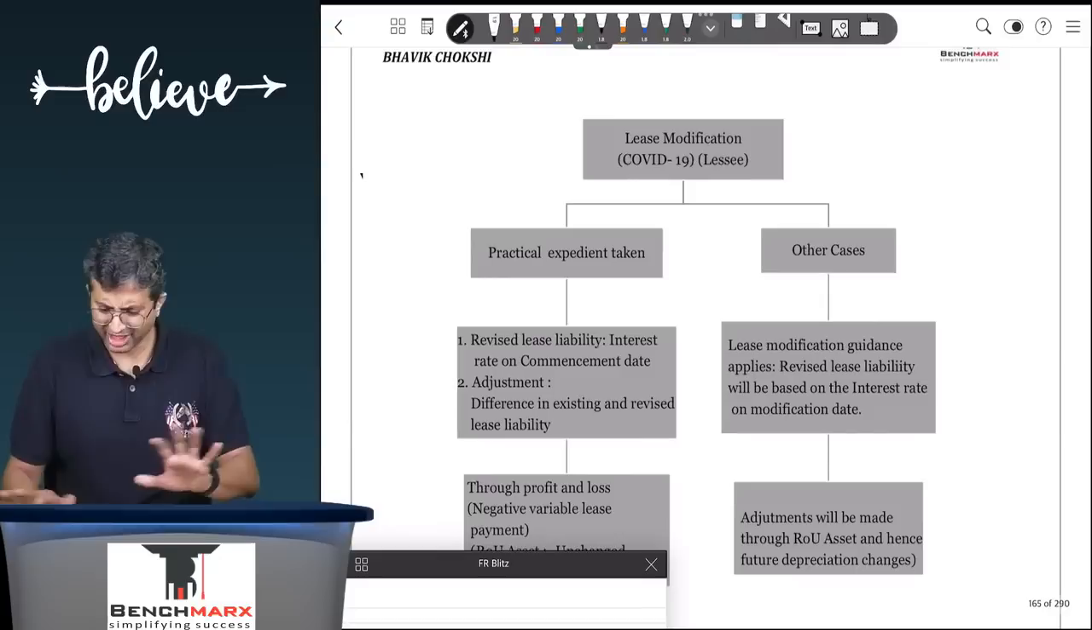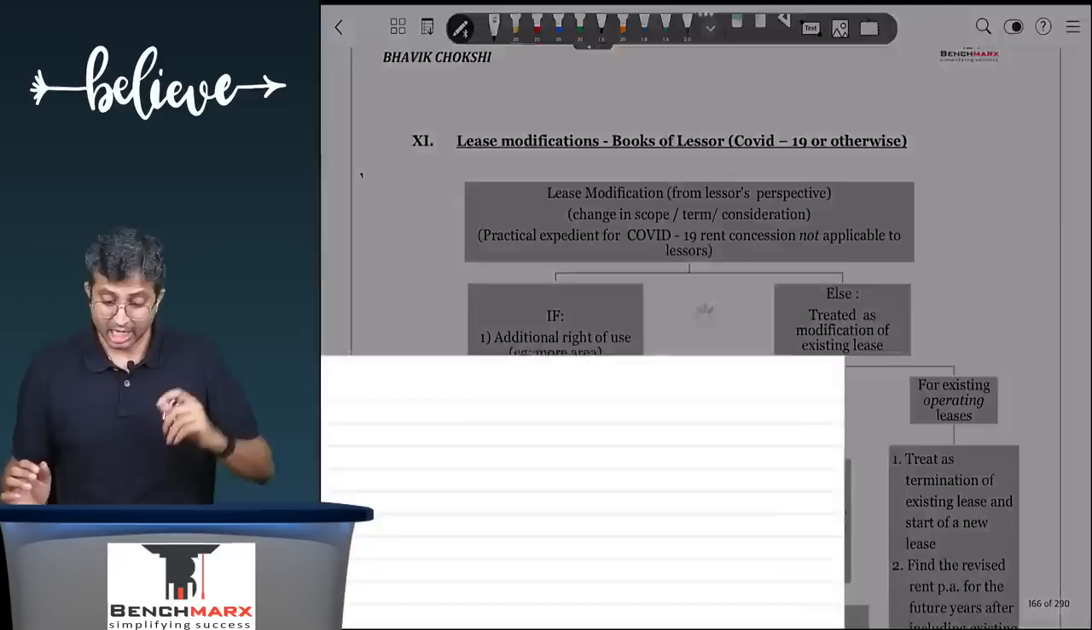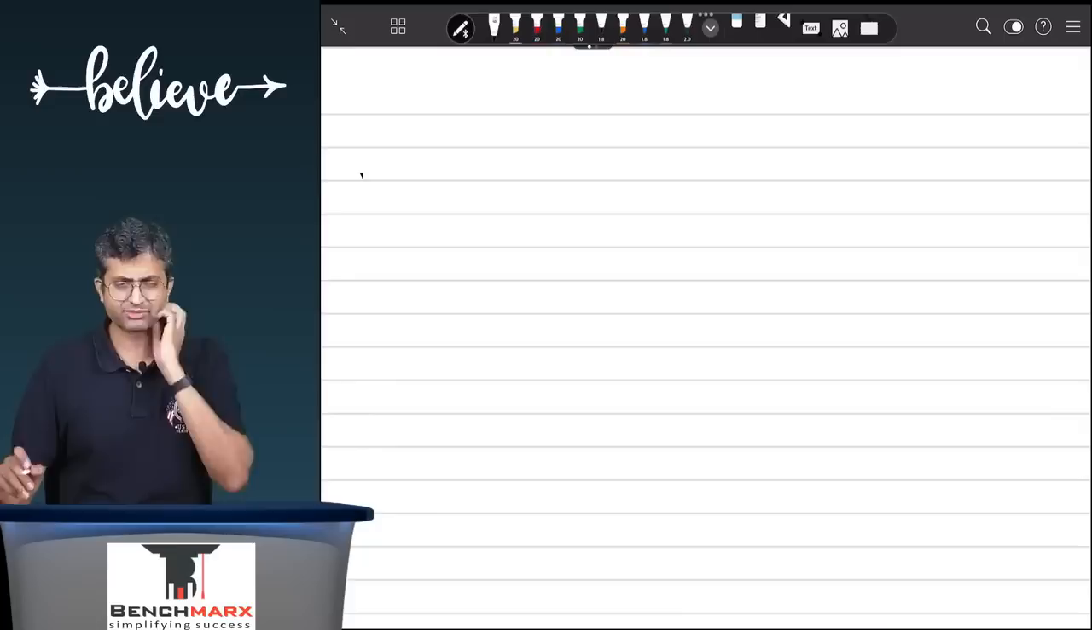this is COVID-19 for lessee. I would not really put a lot of weight behind this. Now, lessor, you don't have any COVID-19 benefit. So whether the change is happening due to COVID, other than COVID, we don't really care. So in the books of the lessor, what do we have to see?